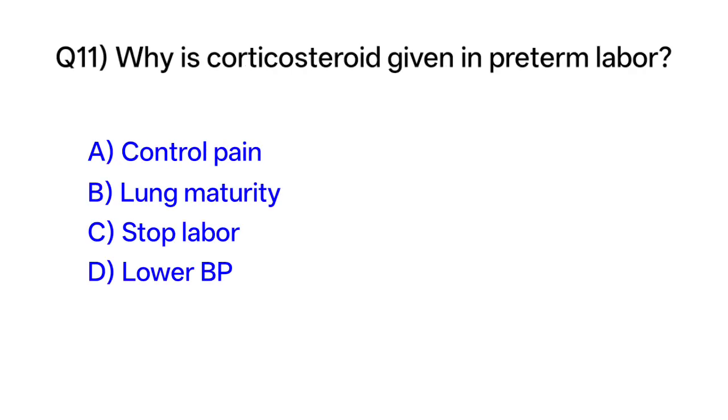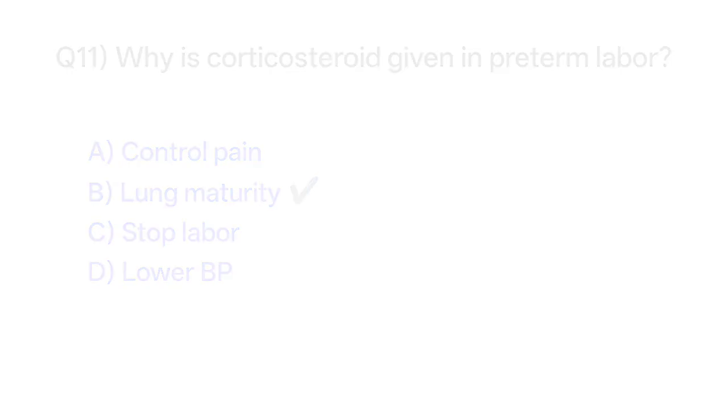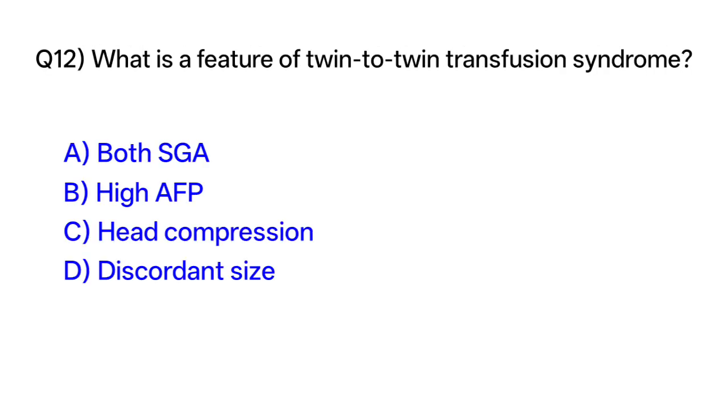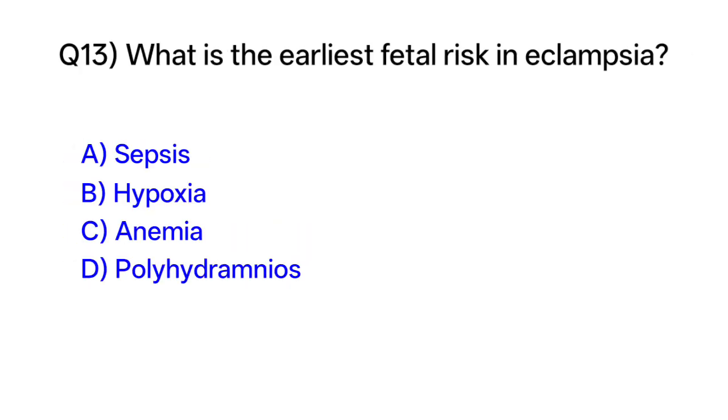Question number 11. Why is steroid given in preterm labor? The correct option is B. Lung maturity. Question number 12. What is a feature of twin-to-twin transfusion syndrome? The correct option is D. Discordant size.